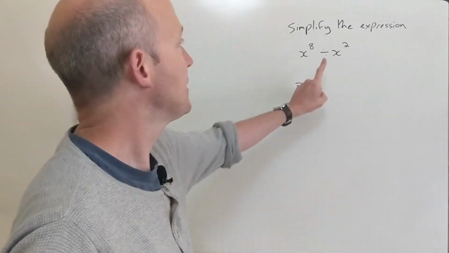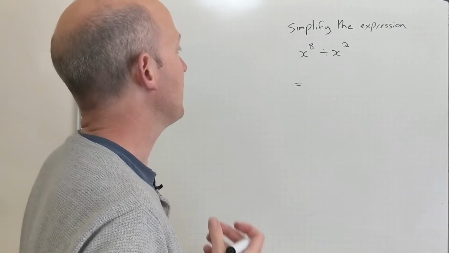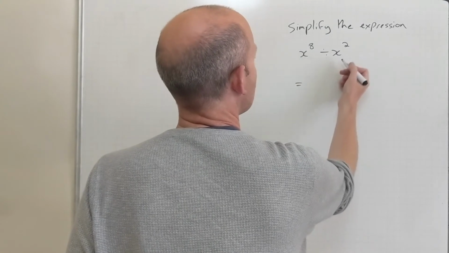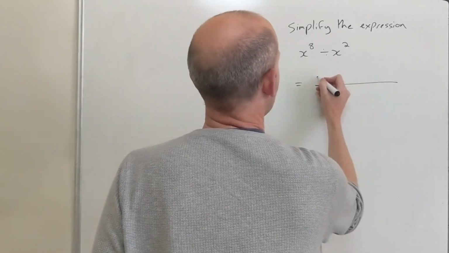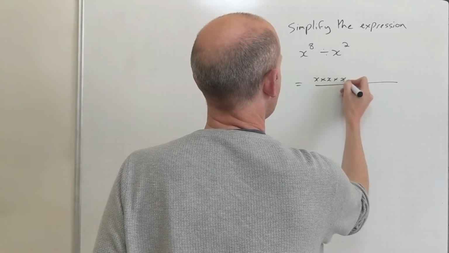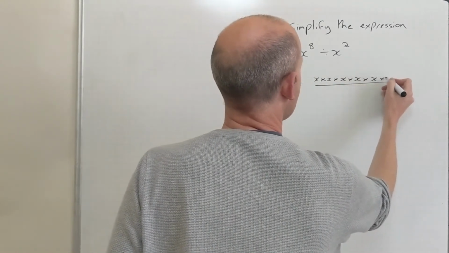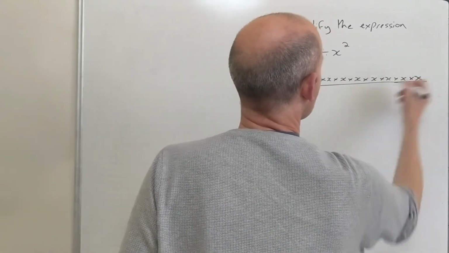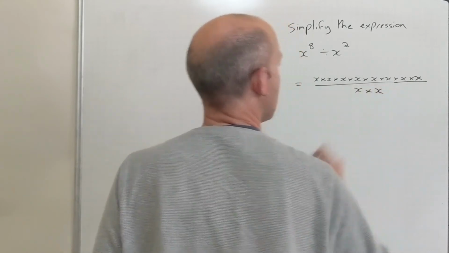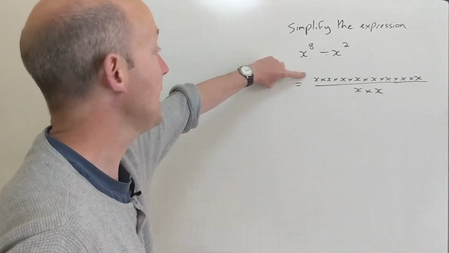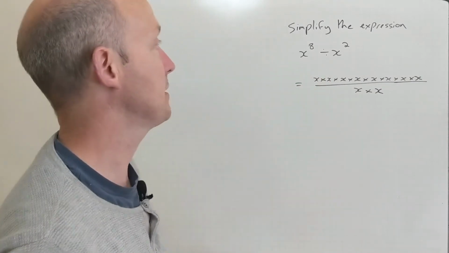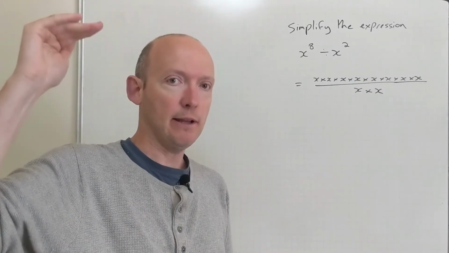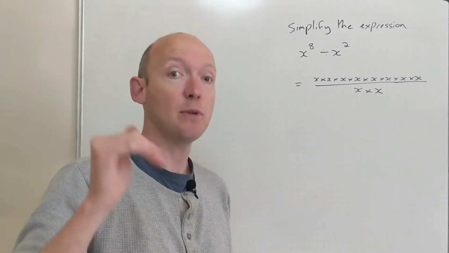I want you to remember that division signs are just another way of saying fractions. So x to the power of 8 divided by x squared is the same thing as x times x times x times x times x times x times x times x, that's 1, 2, 3, 4, 5, 6, 7, and one more, all over x times x. That's the same thing: 8 x's on the top being multiplied, 2 x's on the bottom being multiplied. And a rule with fractions is that whatever you divide the top by, if you divide the bottom by the same thing, you get the same fraction.